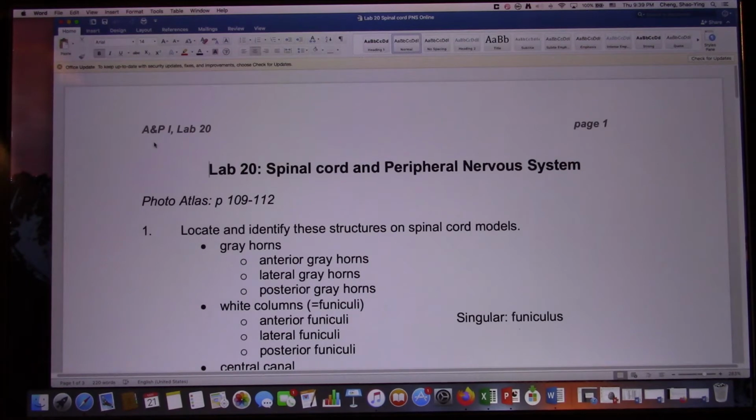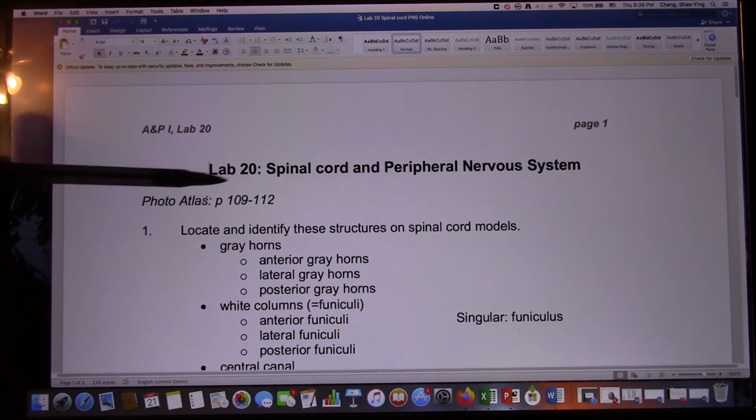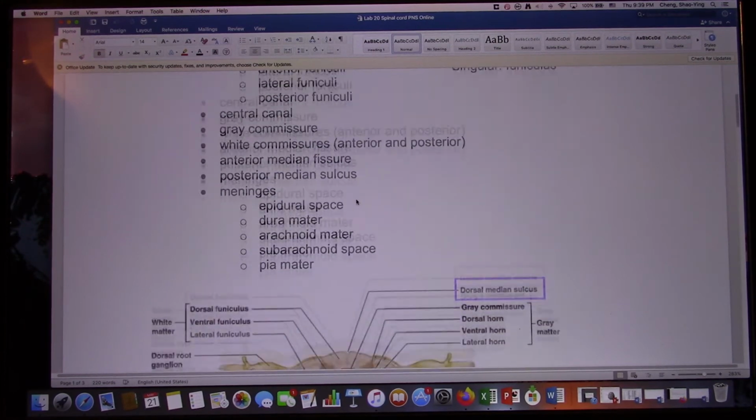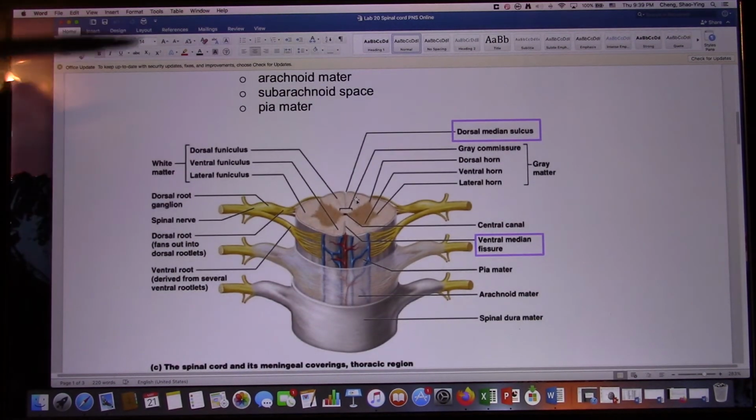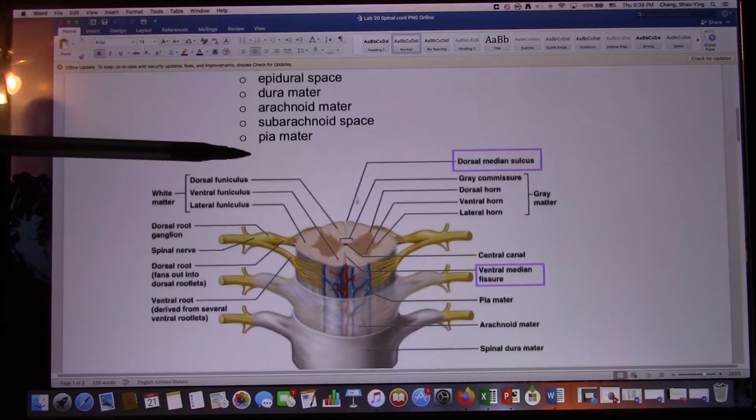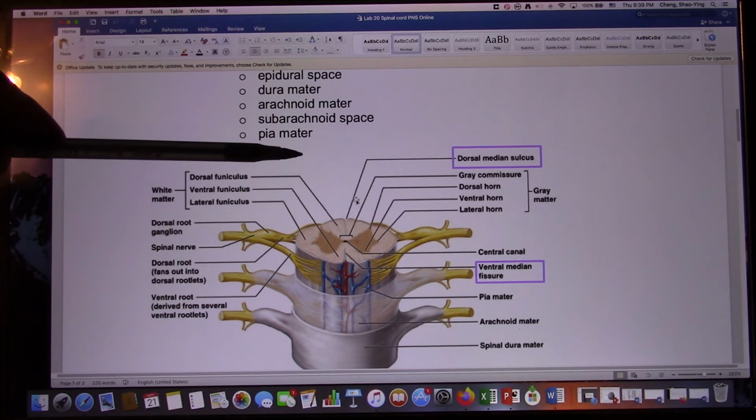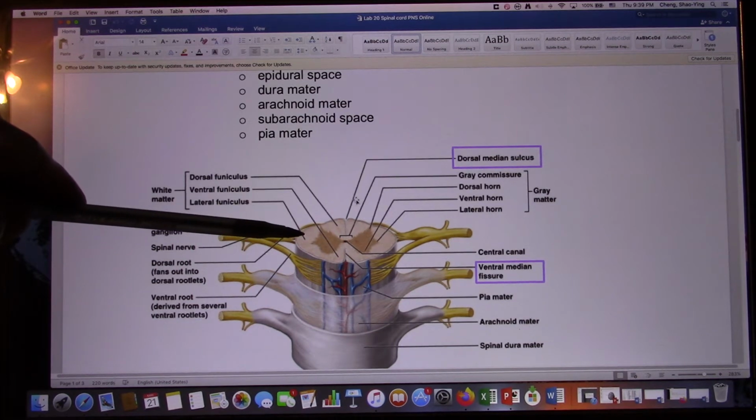Let's keep going to look at Lab 20. Lab 20 is the spinal cord and peripheral nervous system. In this lab, if you have the photo atlas, you go to this page. It's a pretty good structure picture of the spinal cord. If you don't have it, you can use your textbook. I take this picture from the book. You have 3 horns: the ventral horn, the dorsal horn, and the lateral horn.